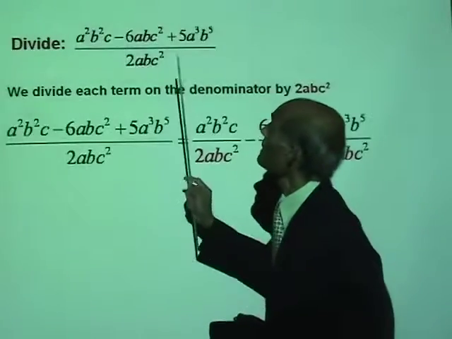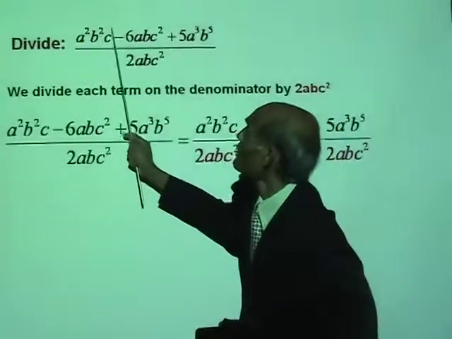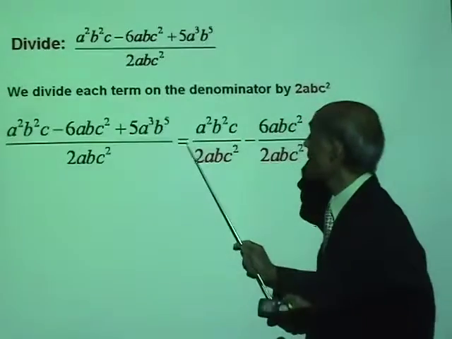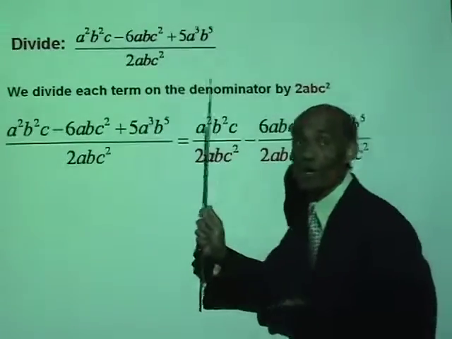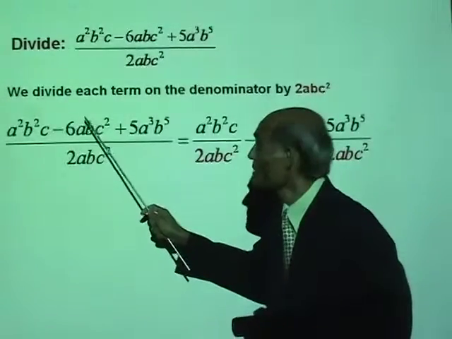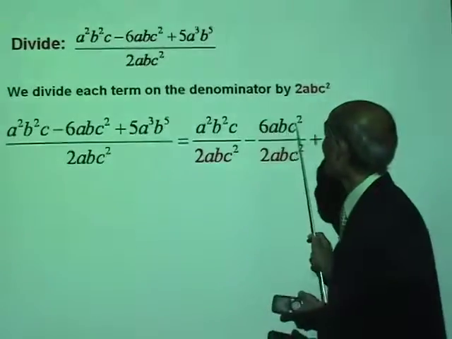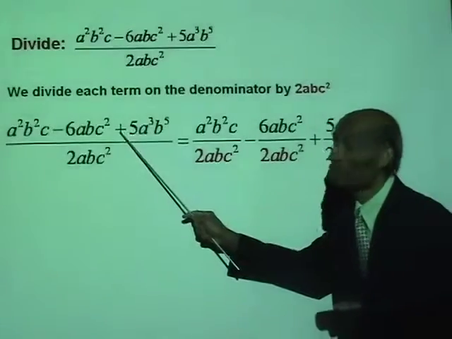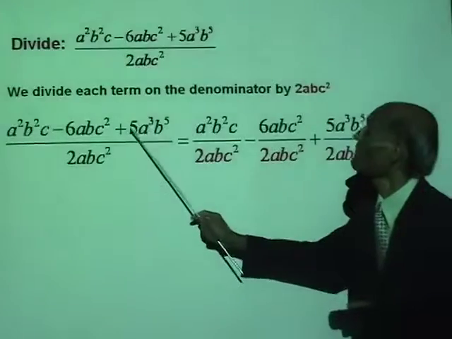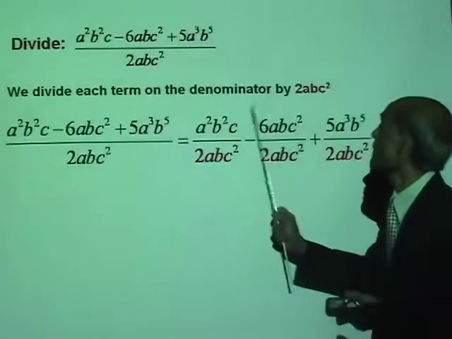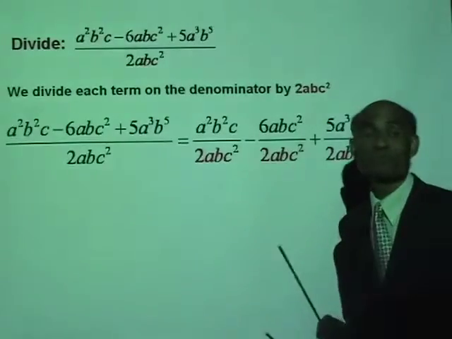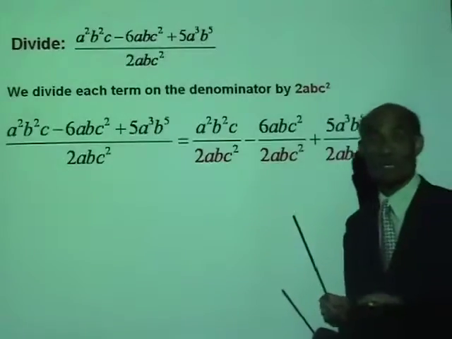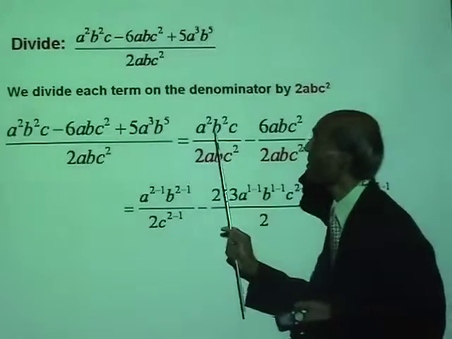Okay, that will be the first term of the trinomial: a squared b squared c divided by 2ab c squared, followed by the sign minus, 6ab c squared divided by 2ab c squared, followed by this sign, that is plus, 5a cubed b to the power of 5 divided by 2ab c squared. Well, we need to simplify. Look at the way I simplify it.